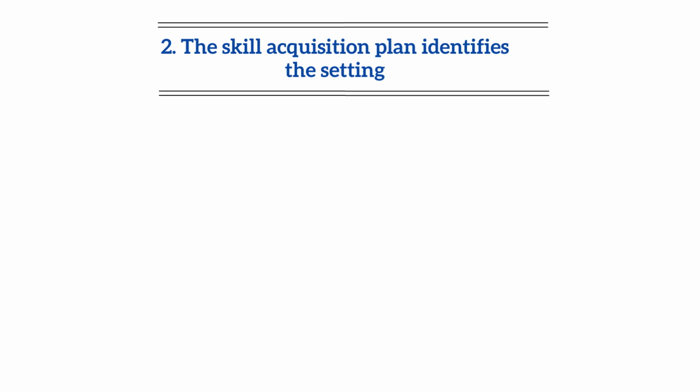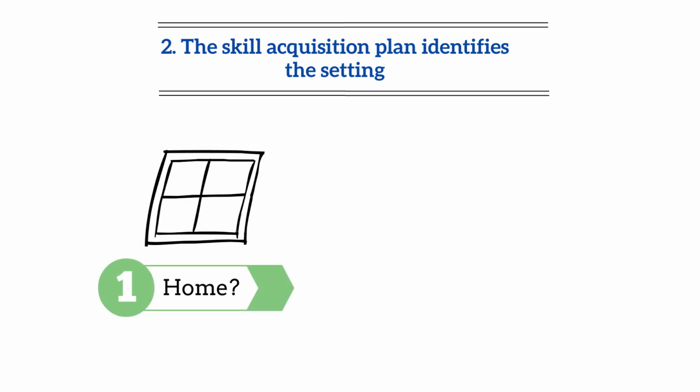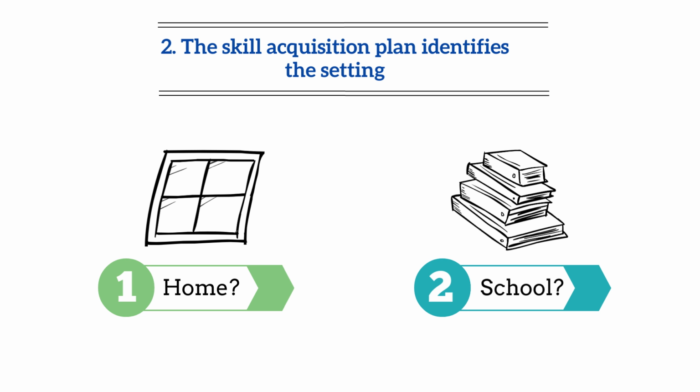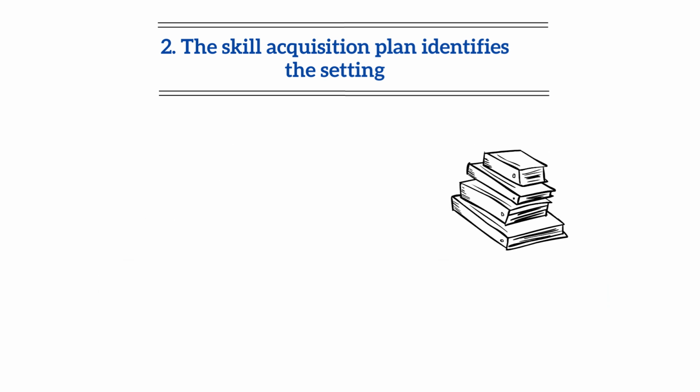The second important piece of information that the skill acquisition plan provides is the therapy setting and the limitations of the setting. For example, is the session conducted in the home setting? If so, where? In the living room? In the child's bedroom? In the office?